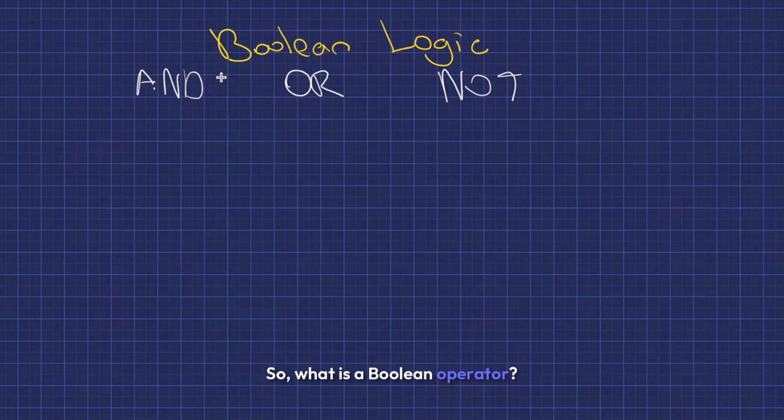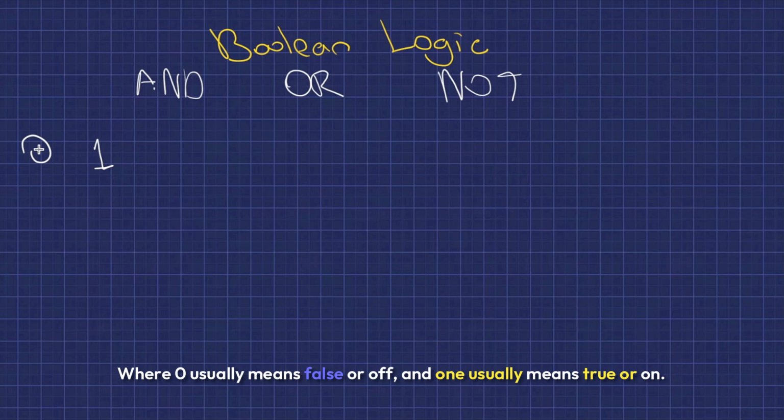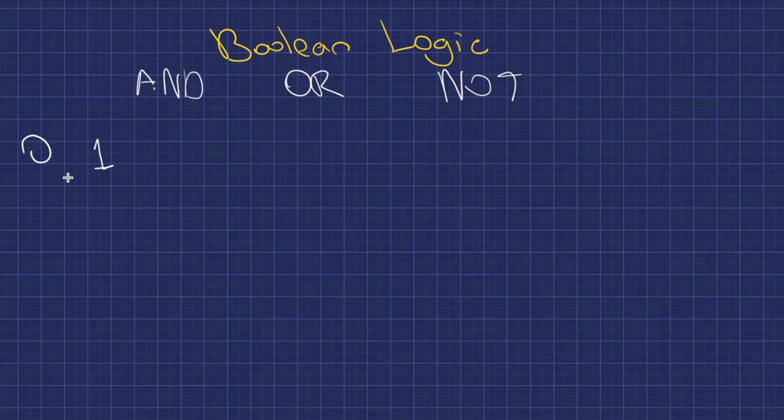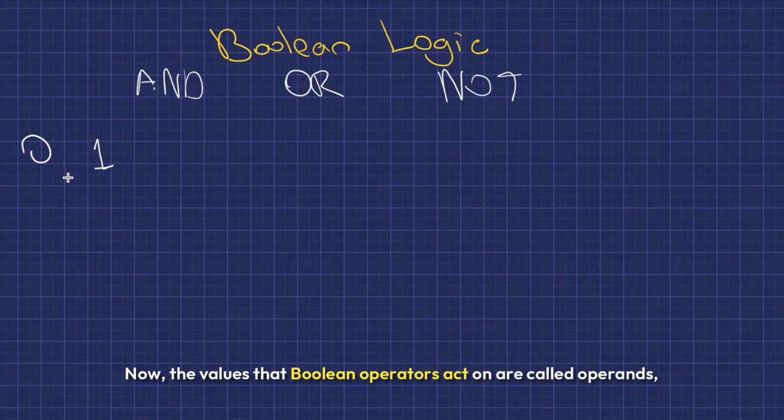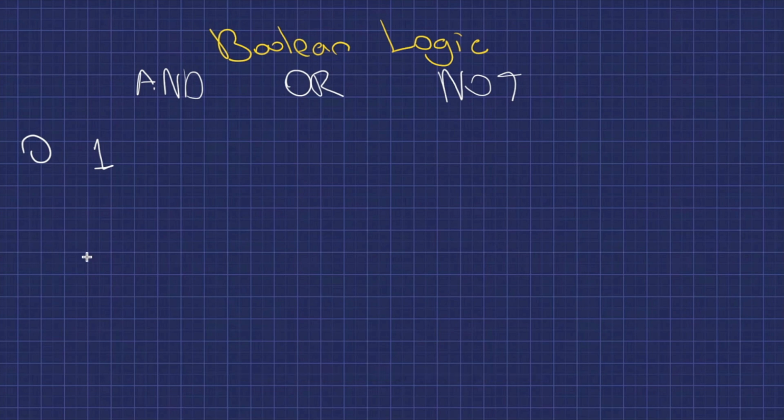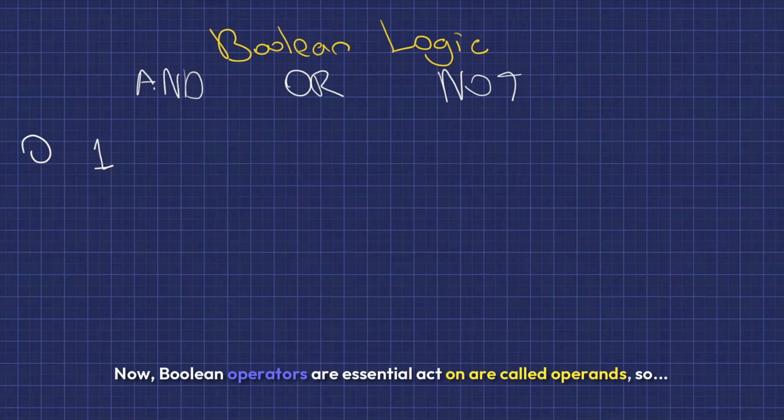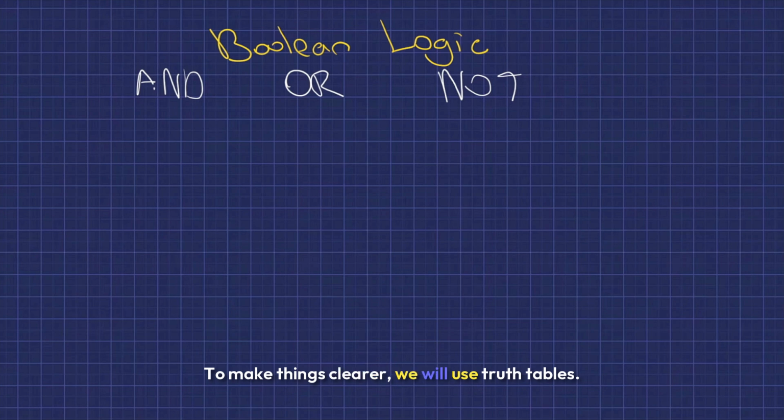So what is a Boolean operator? A Boolean operator is a special kind of function that works on one or two binary values. Binary values are simply 0 or 1, where 0 usually means false or off, and 1 usually means true or on. Now, the values that Boolean operators act on are called operands, and the result is also either 0 or 1. So, to make things clearer, we will use truth tables.